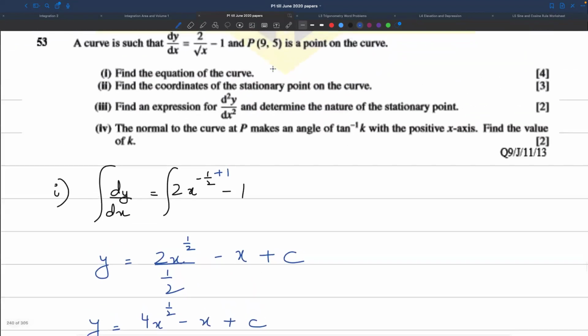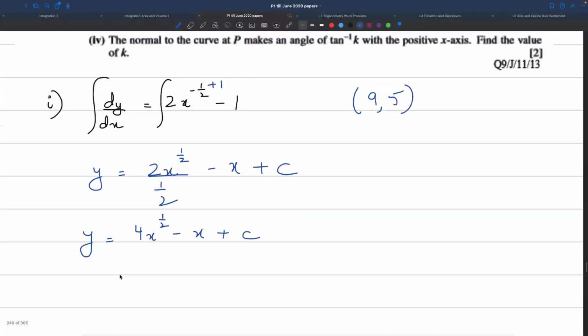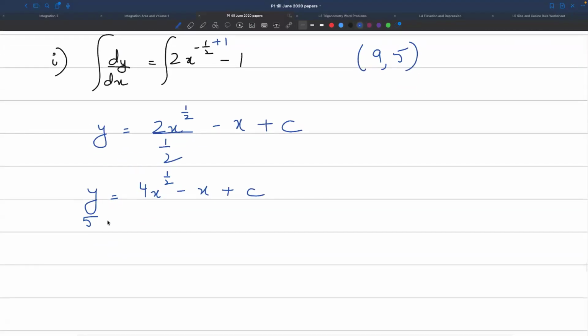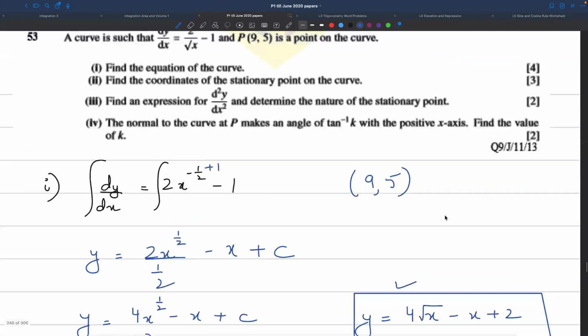And the point given is 9,5. In place of y, I will write 5. In place of x, I will write 9. 9 square root is 3. 12 minus 9 is 3, and c is equals to 2. So your final equation will be written as y equals 4 root x plus 2, you can also write it this way, it's okay. And you will make a box around your answer. Please start making a habit that you will make a box around your answer. So that's the first part. Past paper question, very straightforward.